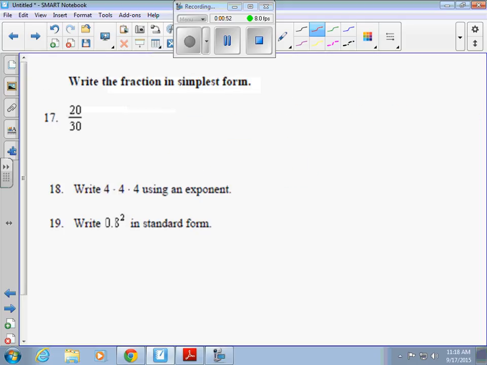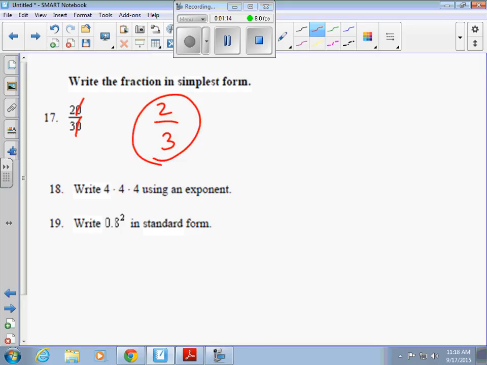Number 17 tells you to write the fraction in simplest form. The easiest way to do problems like this, anytime you've got 0 at the back of two numbers like that, you can do this. 2/3. If that doesn't make sense to you, the number 2 goes into both of them. I'm sorry, 10. 2 does, but 10's even better. 10 goes into 20 twice, and it goes into 30 three times. So 2/3 is the best answer.